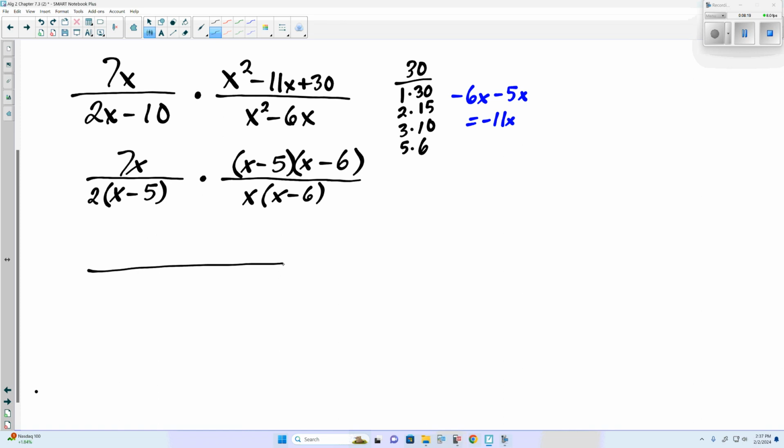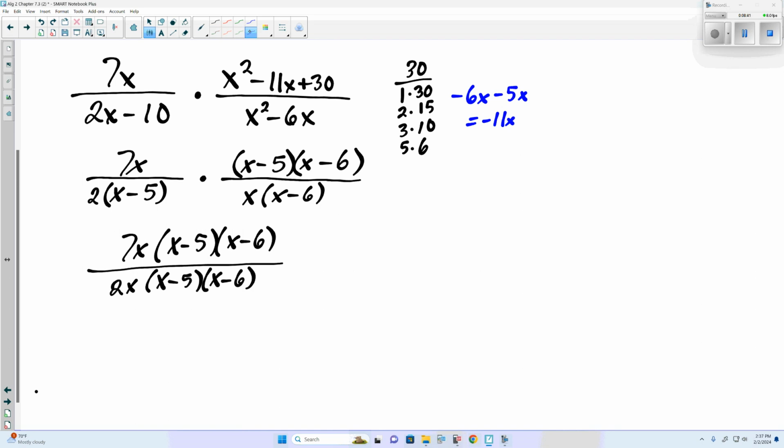Now we can multiply these together. So the numerator would be 7x times x minus 5 times x minus 6. The denominator, we can multiply the 2 and x, giving us 2x times x minus 5 times x minus 6.